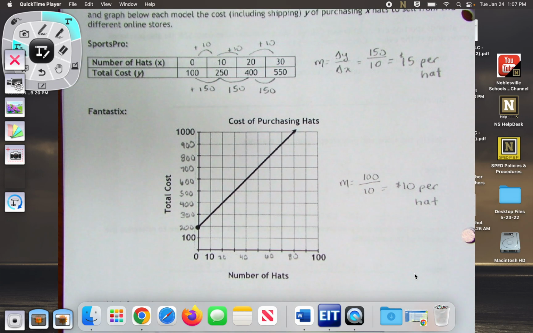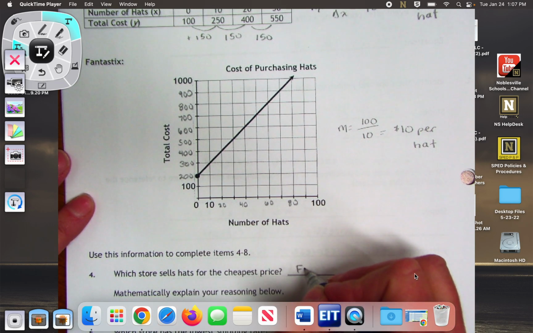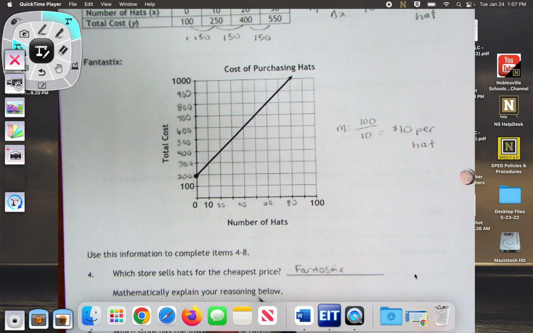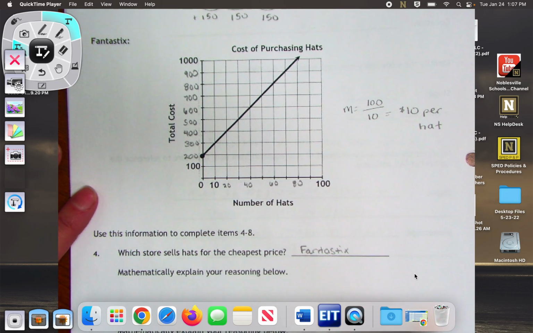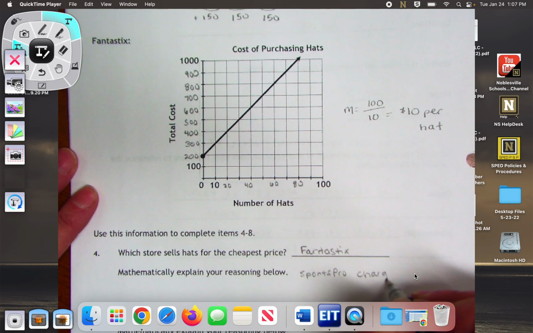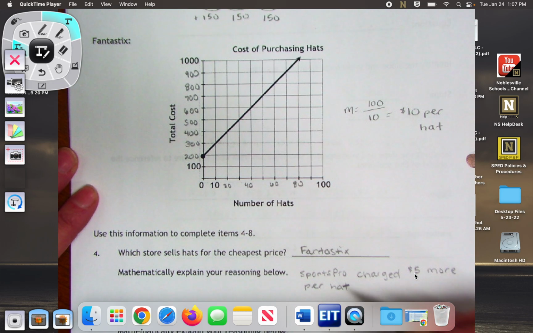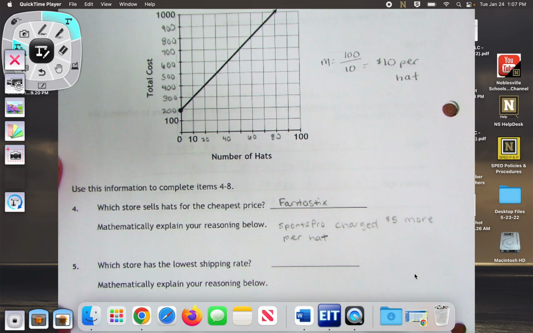So let's look here. Which store sells their hats for the cheapest price? Clearly, Fantastics does. Right? How do we know? Well, Fantastics is only $10 and Sports Pro was $15. So Sports Pro charged $5 more per hat. Right? We can all figure out math pretty quick when it comes to spending money.